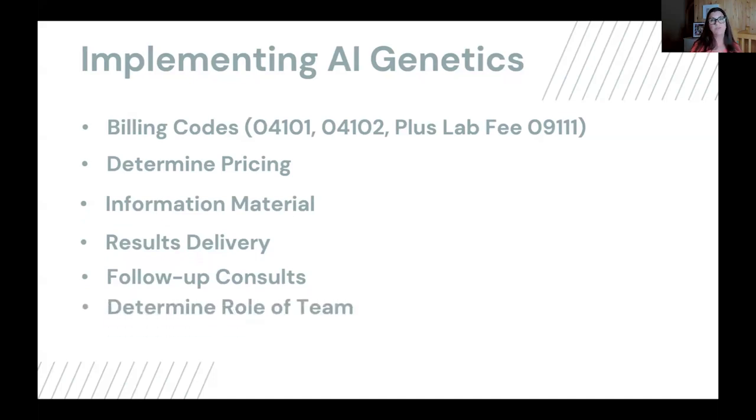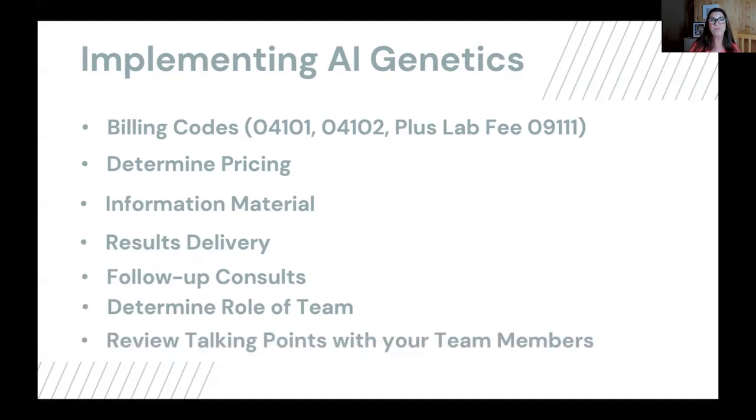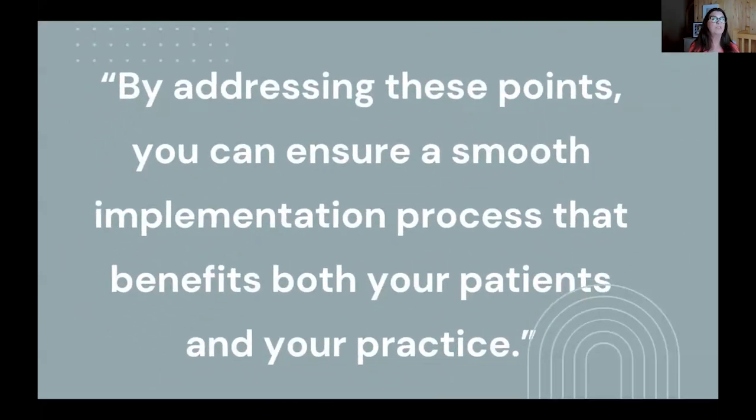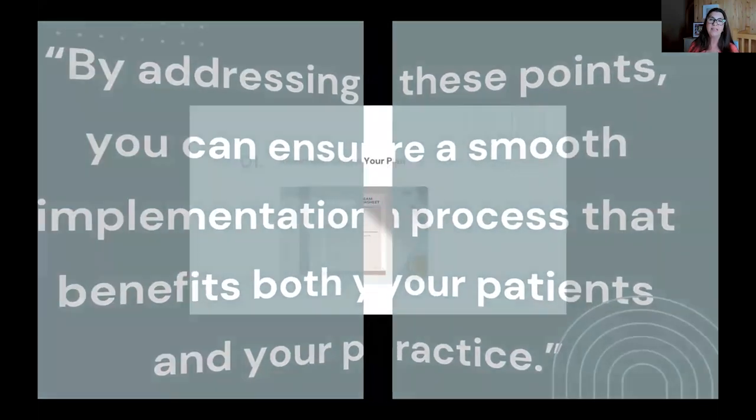And then you want to determine the role of each team member so that they know what their role is with this whole thing. So you want to review the talking points with your team members as well so that everybody is on the same page. It's so important. By addressing these points, you can ensure a smooth implementation process that benefits both your practice and your patients.